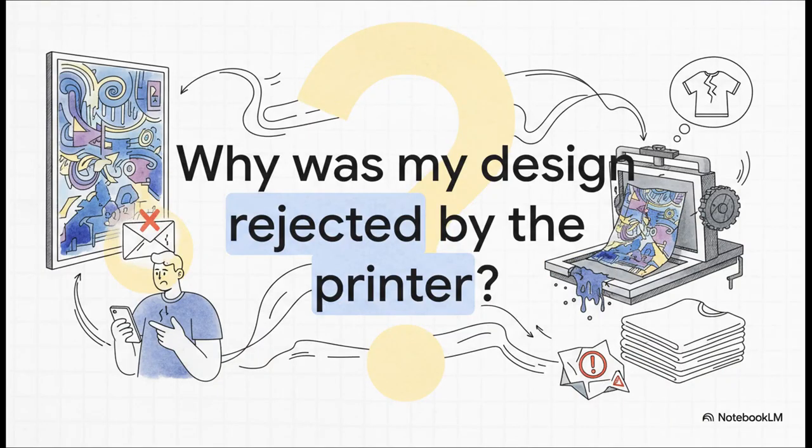So picture this. You've been working on a design for hours. Maybe you used a cool AI tool or you put something together in Canva, and it looks amazing on your screen. You're so excited. You email it over to your screen printer, already picturing it on a fresh new t-shirt. And then you get that email, the one that says, "Sorry, we can't use this file." It's so frustrating, right? So what is actually going on here?